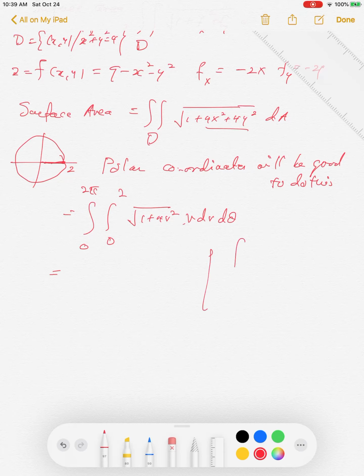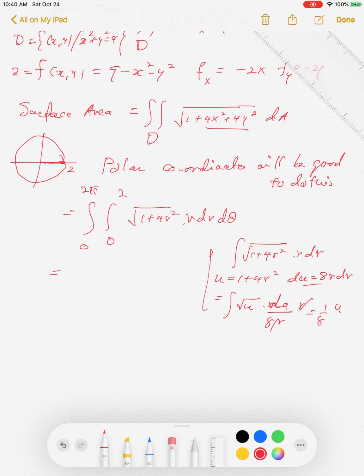Now you will have to evaluate this, but this is not difficult. Let's evaluate the integral of root of 1 plus 4r square times r. There is an r outside, so this makes it easy. Without the r it will be a trigonometric substitution. So you put u equal to 1 plus 4r square, so du will be 8r dr. So this integral will be the integral of root of u times r, and dr will be du by 8r. So this r cancels with r, and you will get 1 over 8 integral u to the half, which is u to the 3 by 2 over 3 by 2. So that's going to give you u to the 3 by 2 over 12.